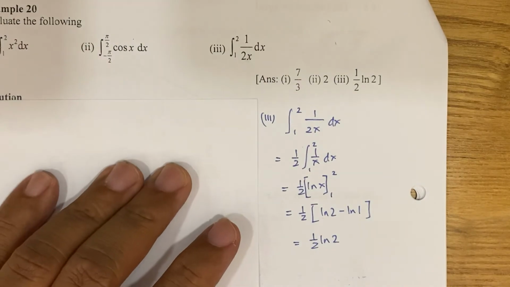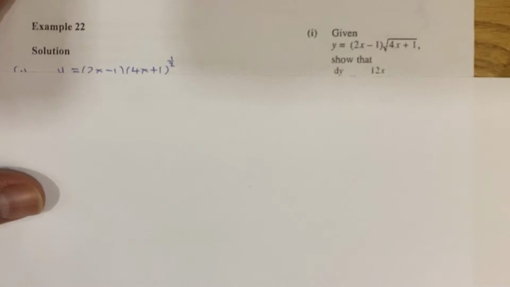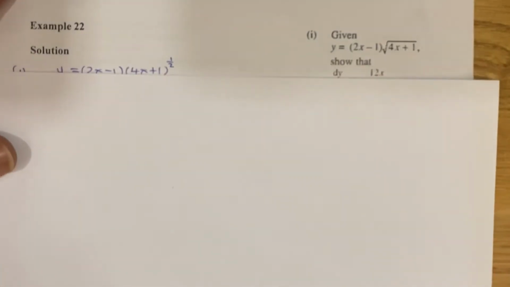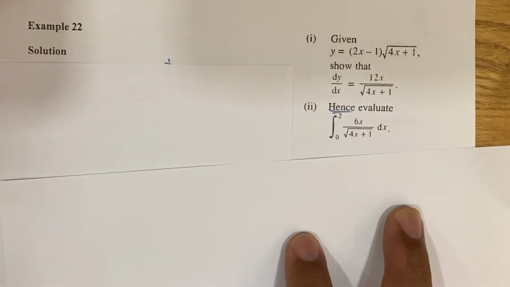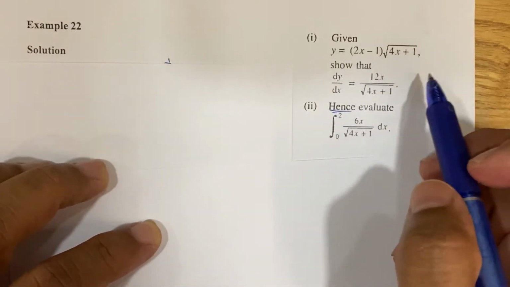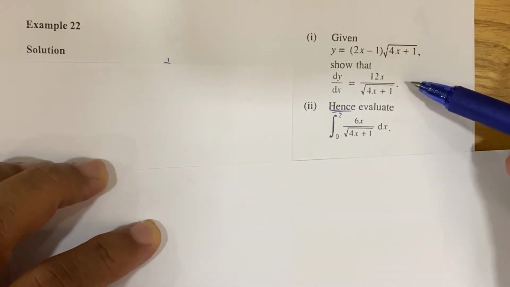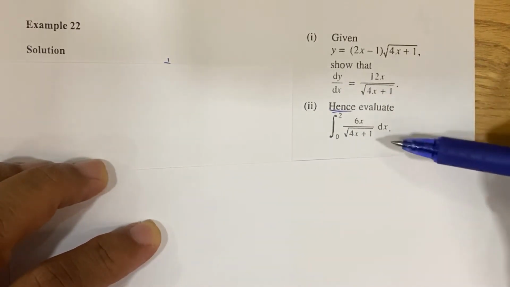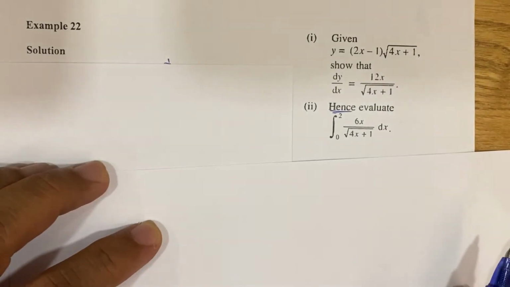Okay, we're going to move over to example 22. Now the question is, we are given in part 1, this is the question. Given that y equals 2x minus 1 times the square root of x plus 1, show that dy/dx is this. This is actually from your previous topic. And then hence evaluate this integral from 0 to 2 of 6x divided by the square root of x plus 1.